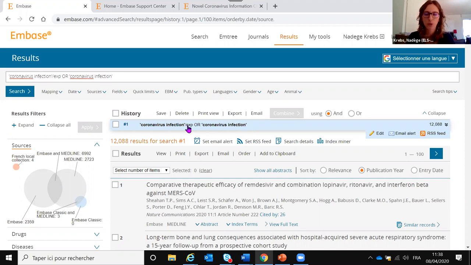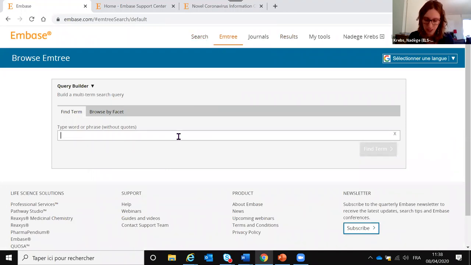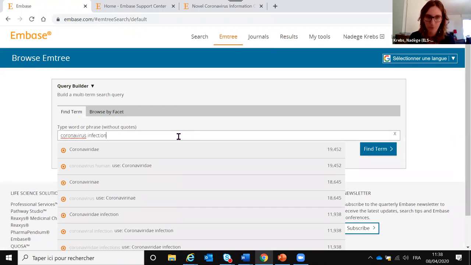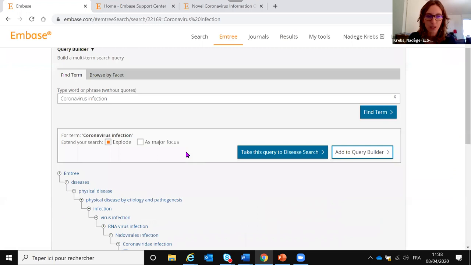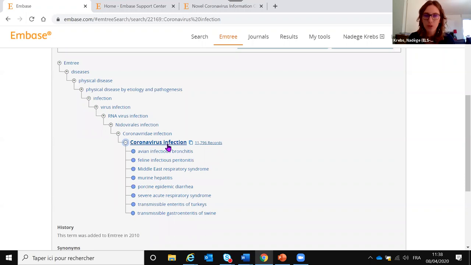So when we see that exp, you have to think, okay, I'm going to go to the entry to see what is included in here. So I go to M, which is like the dictionary, and I type again coronavirus infection. In here, I see that in M3 it sits under disease, physical disease by etiology and pathogenesis, infection, virus infection, RNA virus, nidovirales infection, coronaviridae. If we explode it, it means they will search for this one and also the ones underneath. The ones underneath contain avian, feline, murine, porcine, swine, turkey. So it does contain some animal diseases or infections, but some of them can be transmitted to humans. So we know, okay, we're going to take everything.